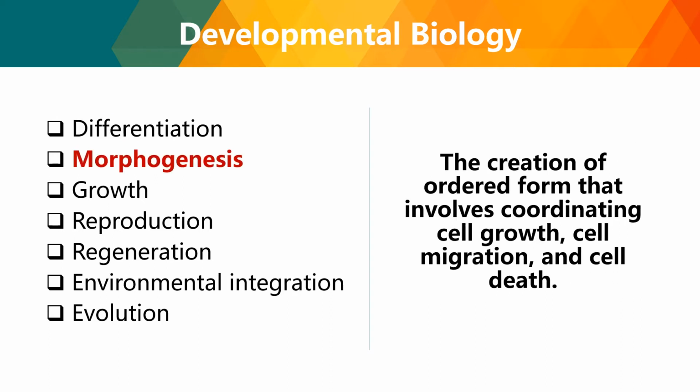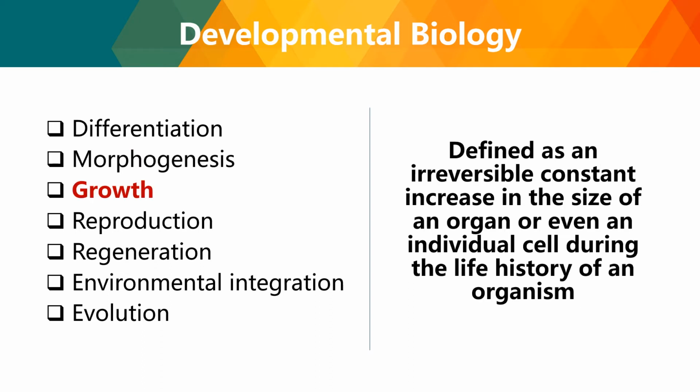Okay. So the second one is about morphogenesis. With morphogenesis, this is actually the creation of ordered form that involves coordinating cell growth, cell migration, and cell death. So next, you also have what you call the growth. So this is defined as an irreversible constant increase in the size of an organ or even an individual cell during the life history of an organism.